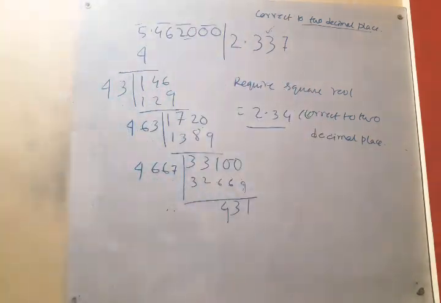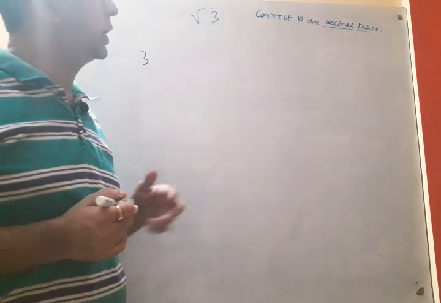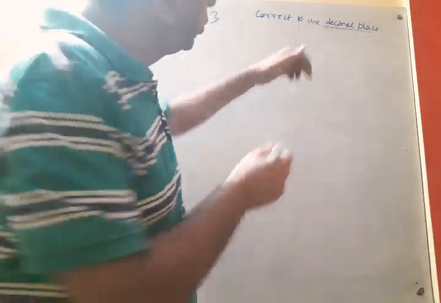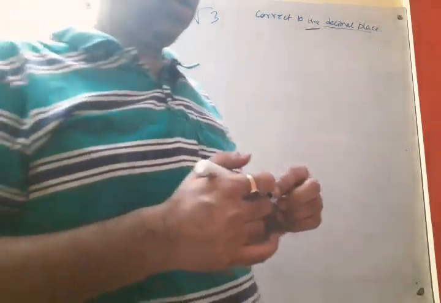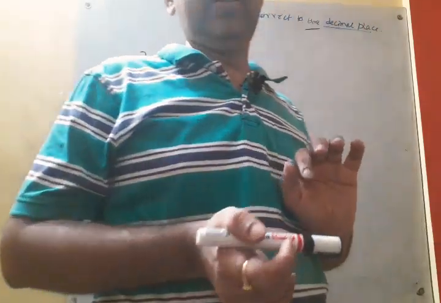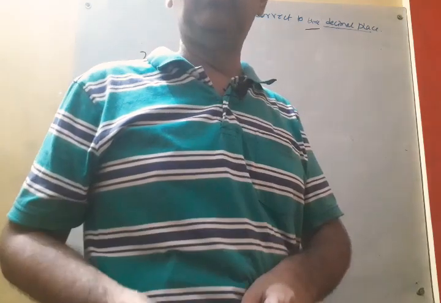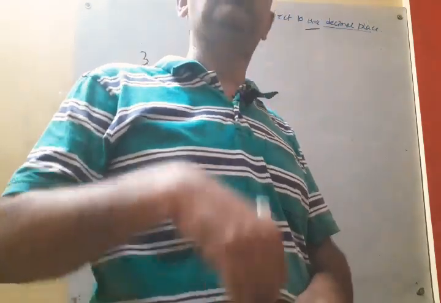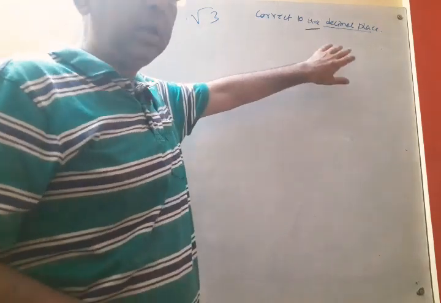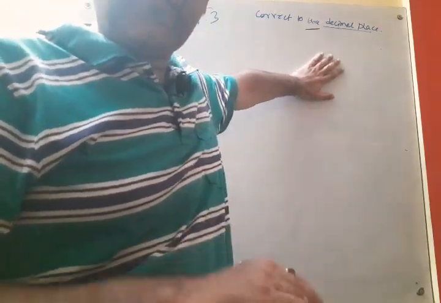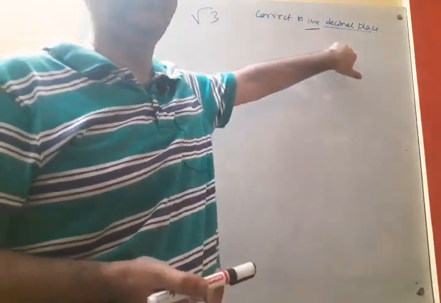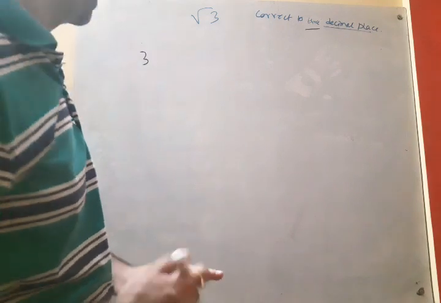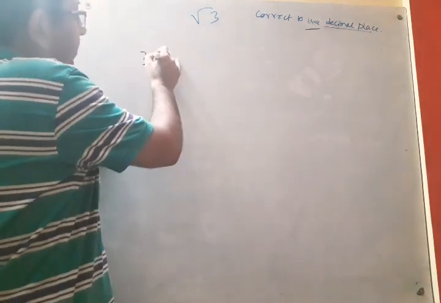Okay, look, root 3, we have to find the value of root 3. Look here, correct to 3 decimal places. That means after the decimal we have to take 8 digits. So the square root of that number will come with 4 digits after the decimal, and from that 4 digits we will make it correct to 3 decimal places. I did not understand. I know you didn't understand. Okay. So what do we need?